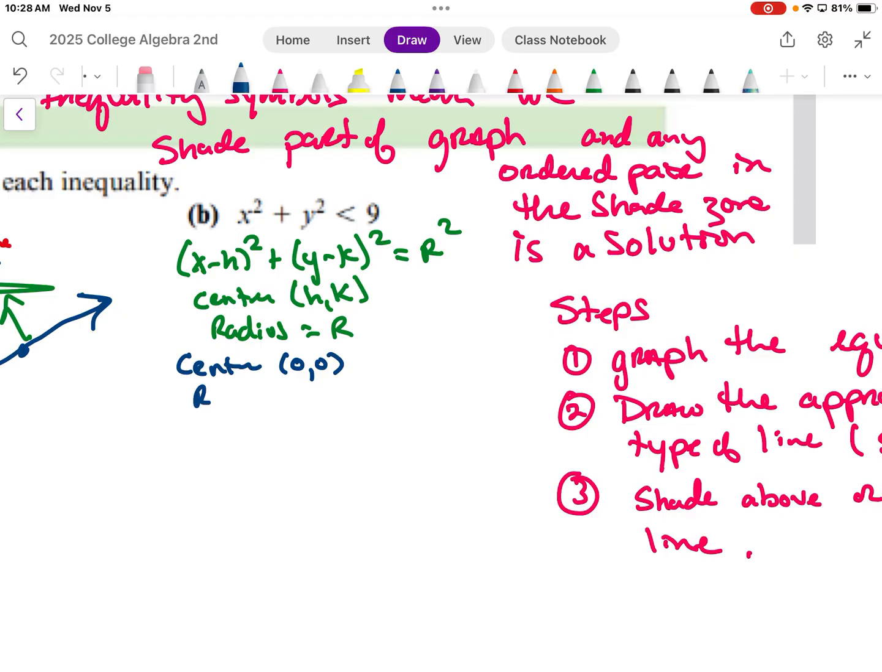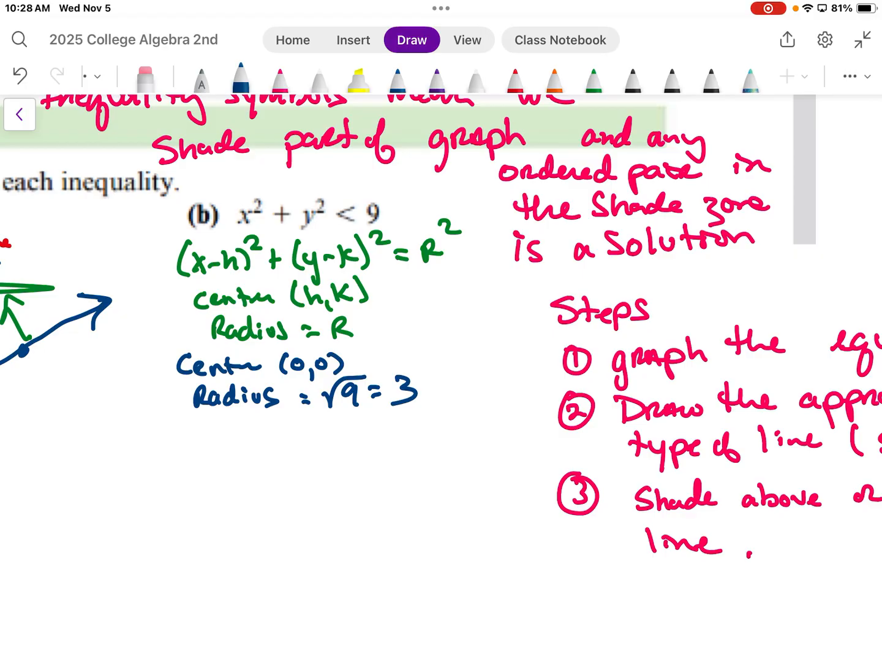And my radius is the square root of 9, which is 3. We see 9, but technically it's supposed to be radius squared that's in the equation. So I got to take the square root of the number they tell me to find my true radius. All right?